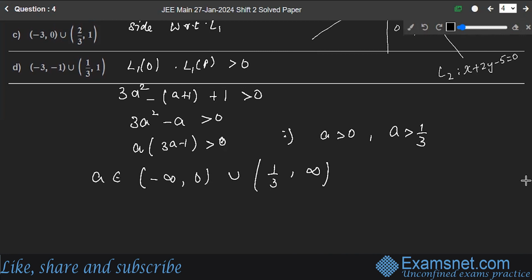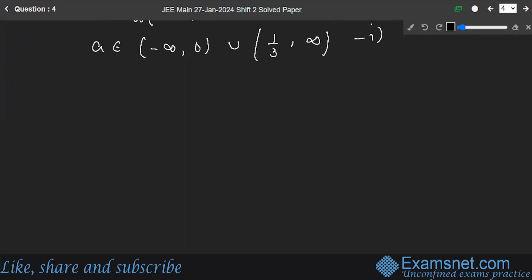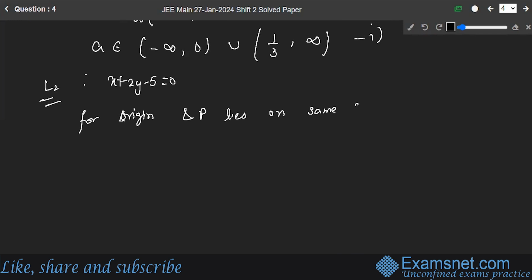A should be less than 0. Say this is equation 1. Now for the line L2, you have the equation of L2 as x plus 2y minus 5 is equal to 0. Now for the origin and P to lie on the same side with respect to L2, you should have L2 of 0 into this should be greater than 0.